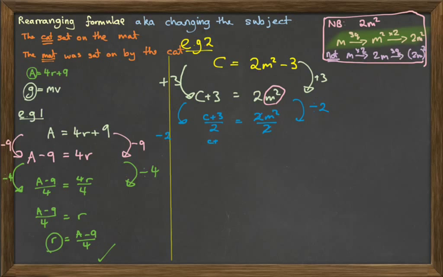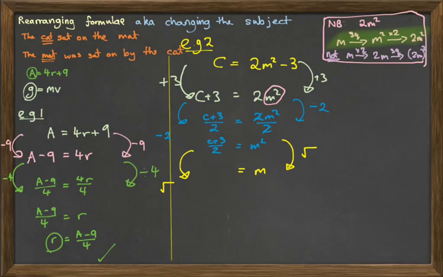So I rewrite that equation as c plus 3 over 2 is equal to m squared. Okay, now I've got m squared, so I could square root both sides. I'm going to square root the right hand side first, I'll just be left with m. The square root of m squared is m.